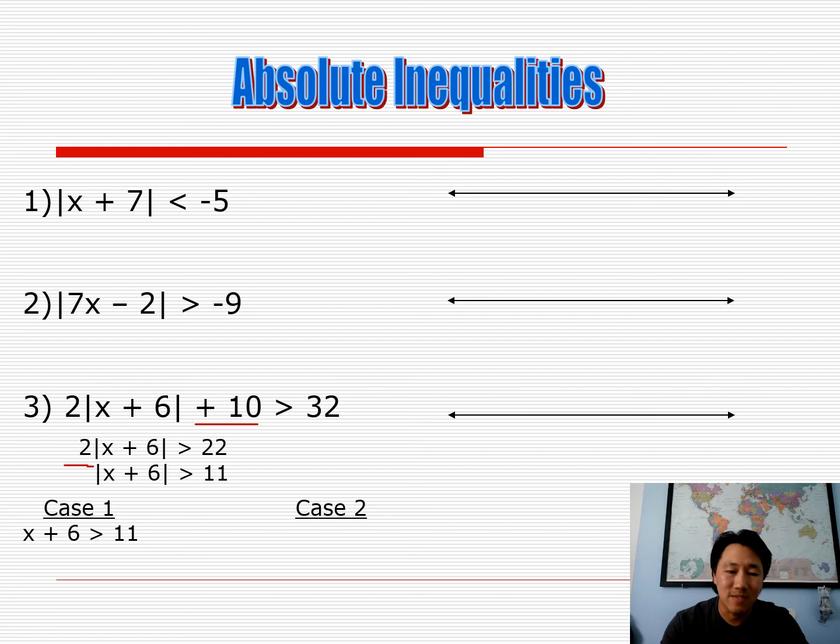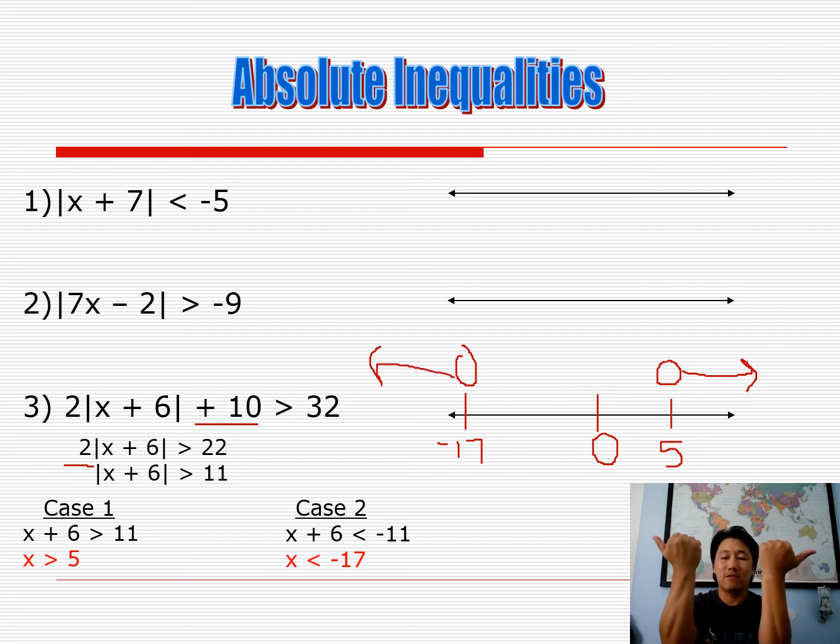The first case is x plus 6 is greater than 11. Solve it out. The second case is x plus 6 is less than negative 11. Solve it out. There are our two answers. This one you can graph. Here's 0. Here's 5. This one's an open circle, and it's greater than, so it goes this way. Here's negative 17, somewhere down here. Open circle, it's less than, so it goes this way. So it actually goes away from each other. All right, not too bad.